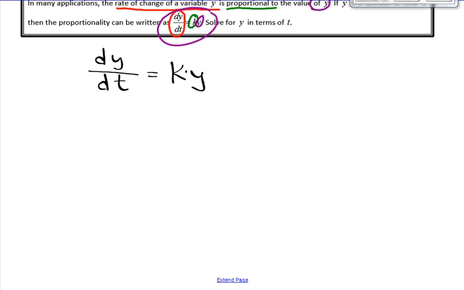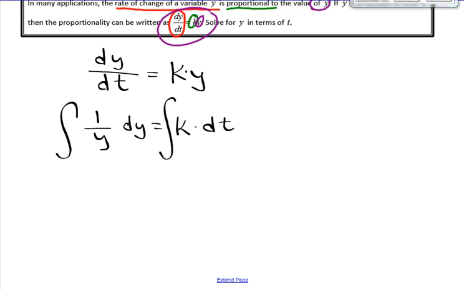So I'm just going to simply divide by y. I'm not going to divide by the whole ky. So I have 1 over y dy equals k times dt. Remember, k is a constant, it's just a number. So then we can integrate both sides. Integral of 1 over y is natural log of the absolute value of y, and that equals integral of k with respect to t, which would be kt, and then plus c.